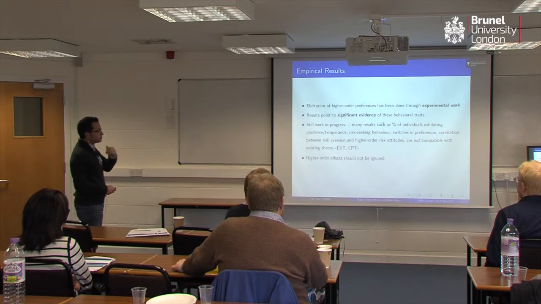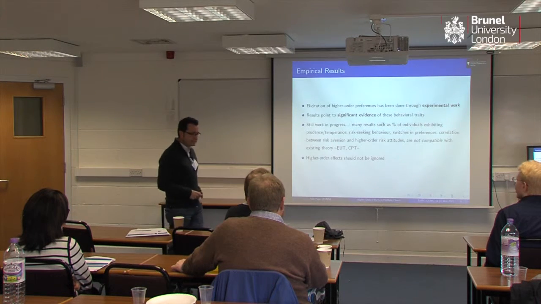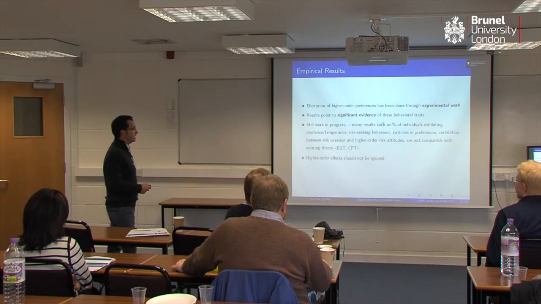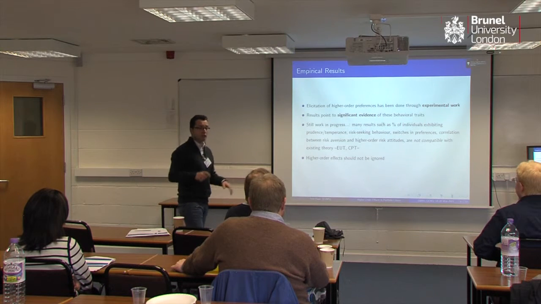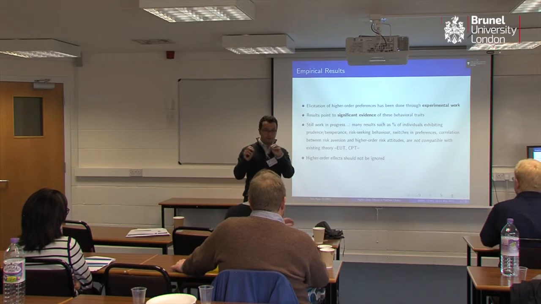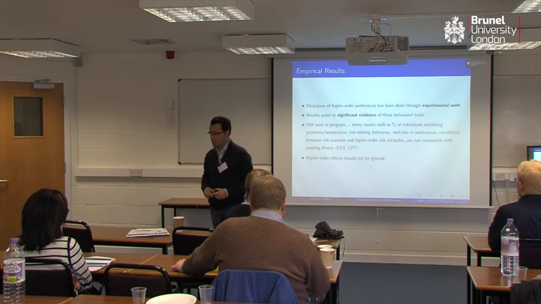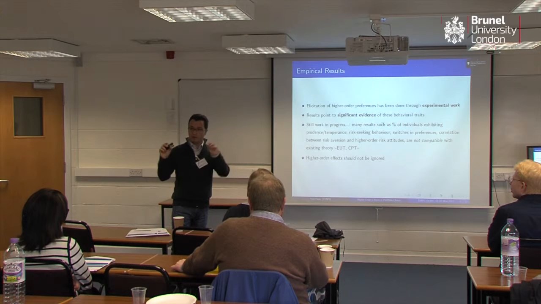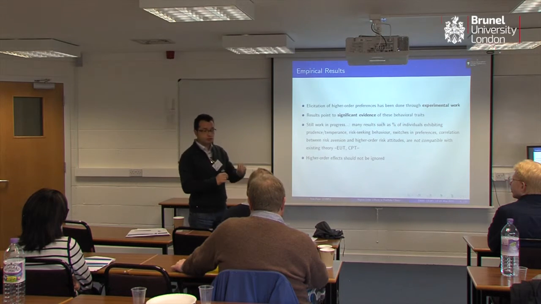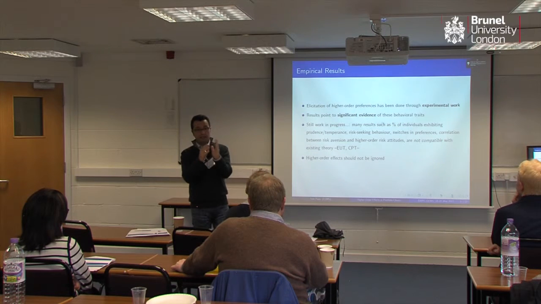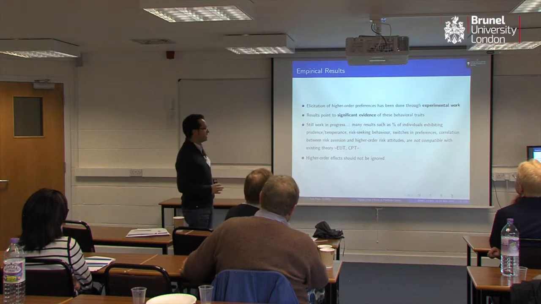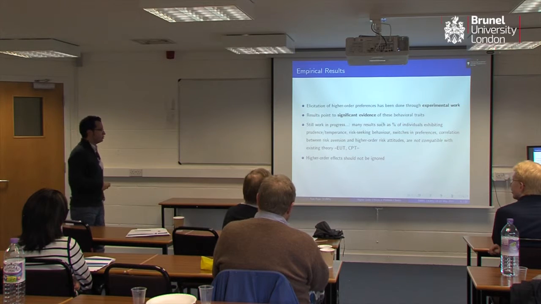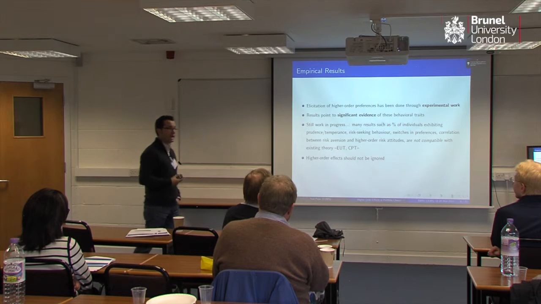Now, empirical results. Elicitation of these higher order risk preferences has been done very recently, basically through experimental work, where you can control for the characteristics of the lotteries or the returns. When agents make decisions about different distributions or choices of lotteries, you can actually relate them exactly to higher order preferences. And indeed, the results point to significant evidence of these behavioral traits.